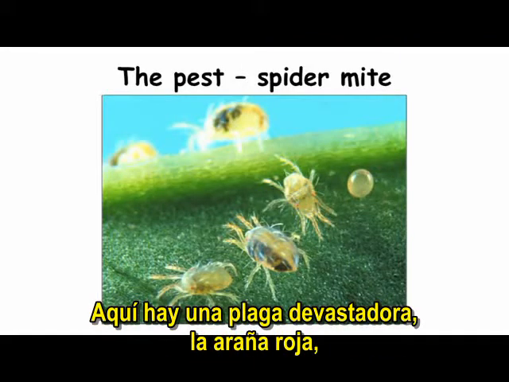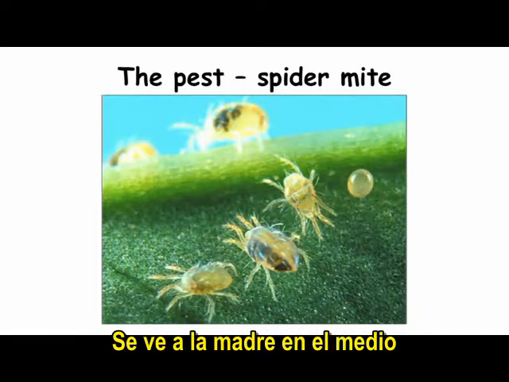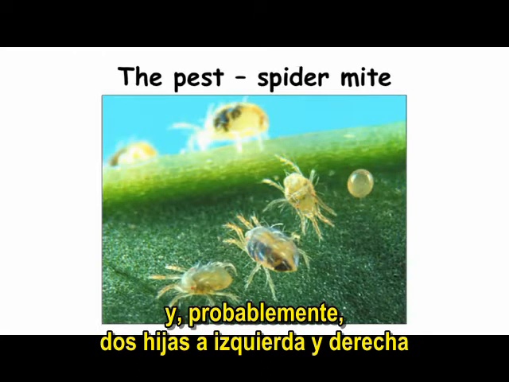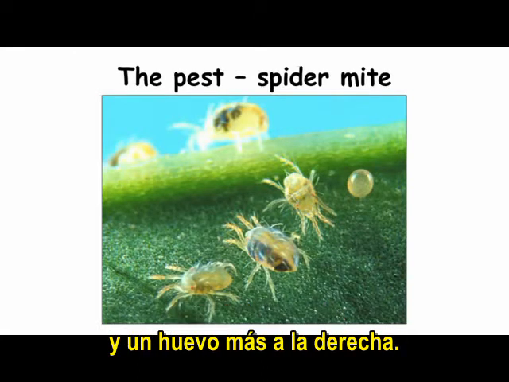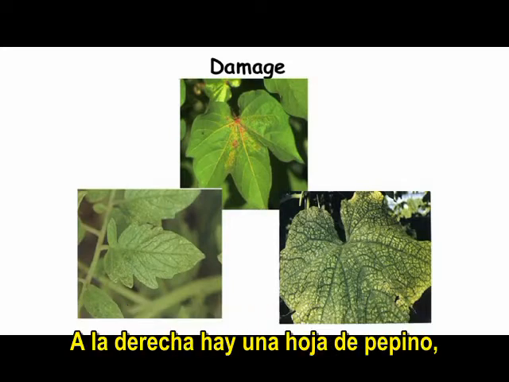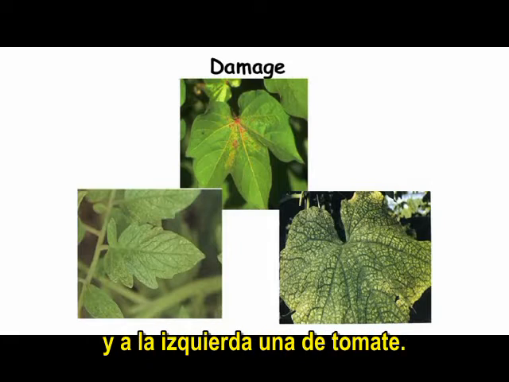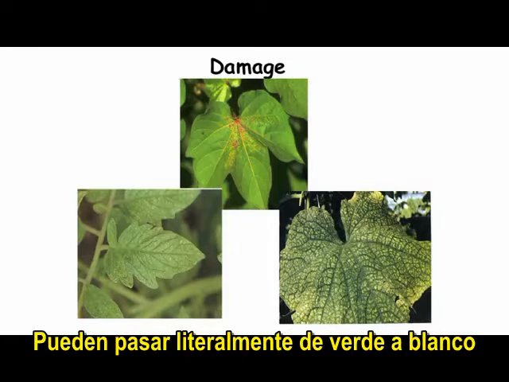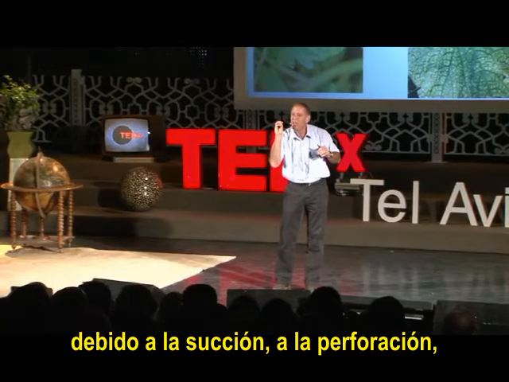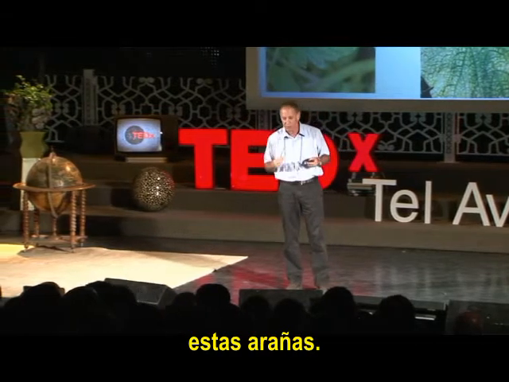Here is a pest, a devastating pest, a spider mite, because it does a lot of webbing, like a spider. You see the mother in between, and 2 daughters probably on the left and right, and a single egg on the right-hand side. And then you see what kind of damage it can inflict. On your right-hand side, you can see a cucumber leaf, and in the middle, a cotton leaf, and on the left, a tomato leaf with these little stipplings.